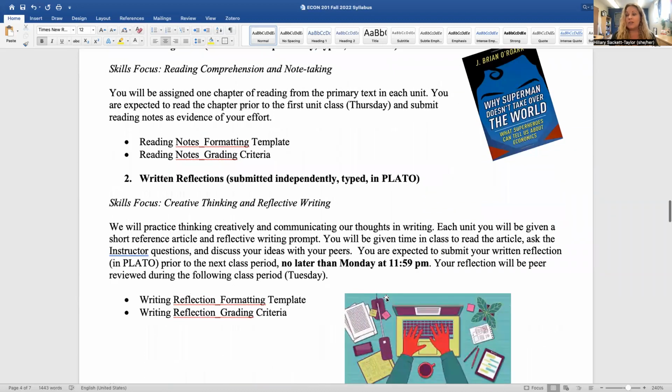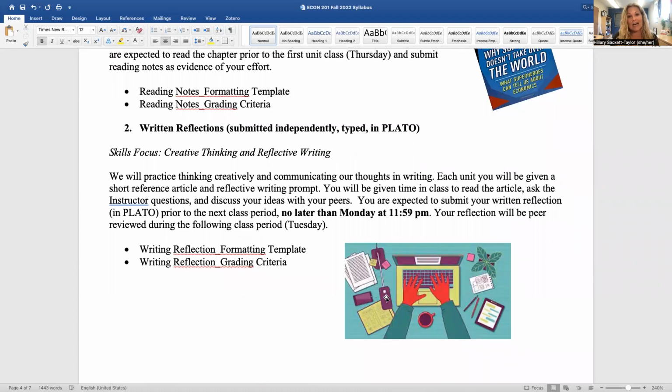The second assignment is a written reflection. In class, I'll be providing you with a short article related to the concepts that we're learning about and a writing prompt. You'll have an opportunity in class to read through the article, make notes or an outline, talk with your peers about your ideas, and ask me questions. You'll then have the 5 days between Thursday and Tuesday to write a short reflection based on the writing prompt that you're provided with.